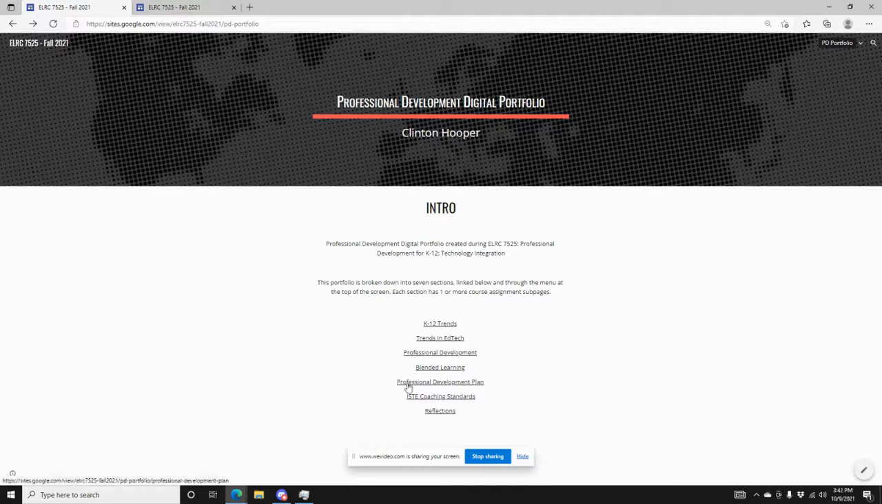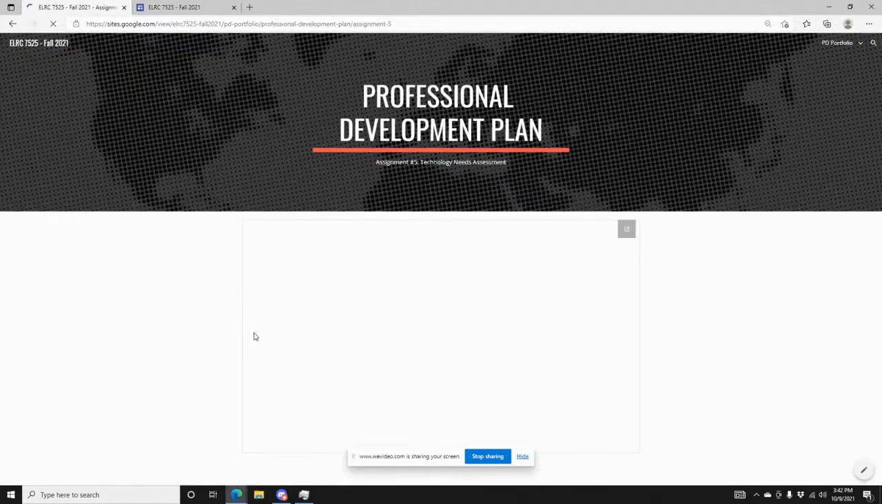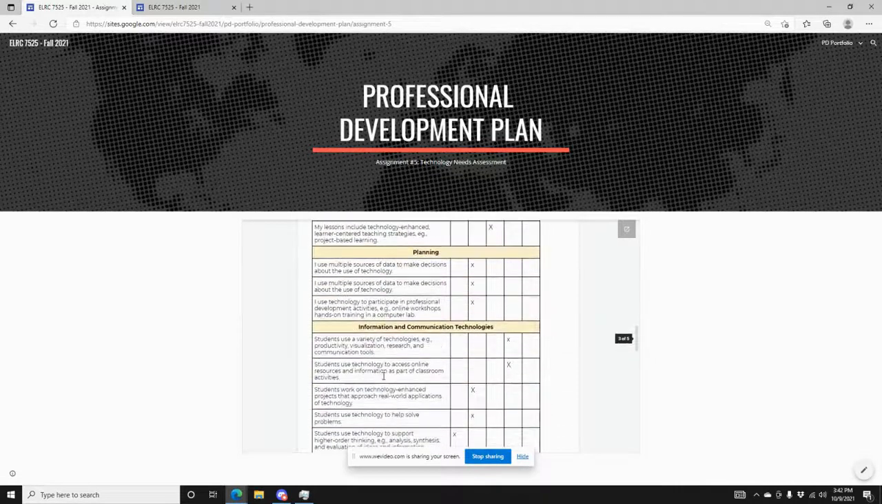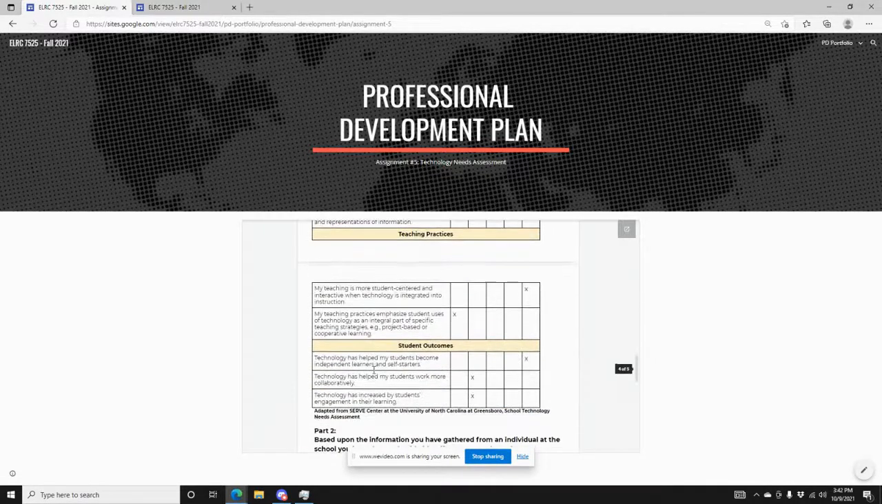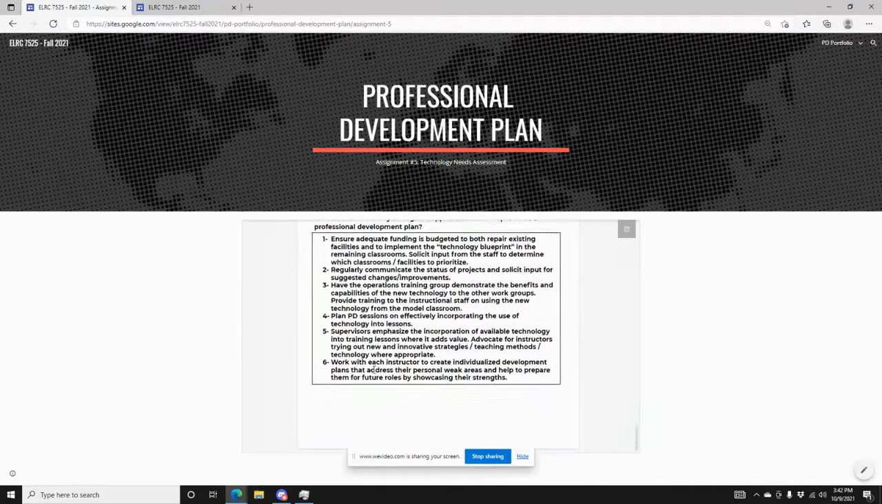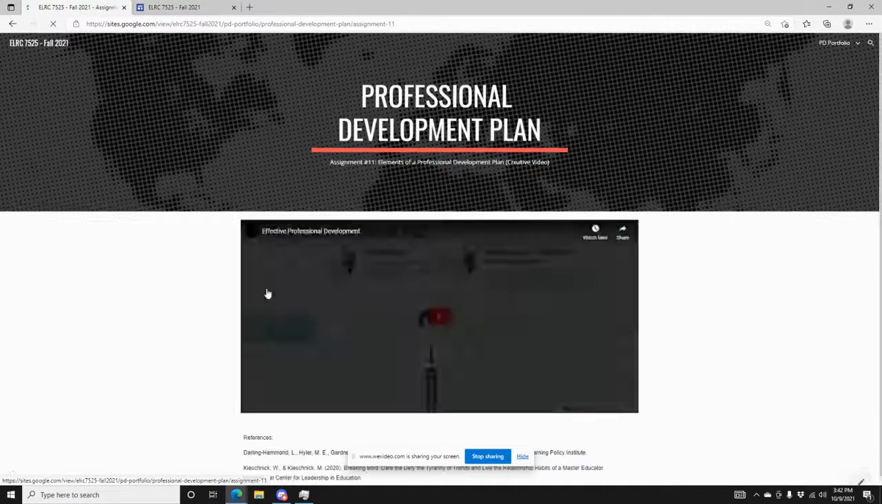Then the next section is the professional development plan. All right, so that's assignments number 5, 11, and 14. So first we did a technology needs assessment to kind of narrow down some of the things that would be beneficial and rate how we agree and disagree in different categories of how we perform as a unit in the organization. So then we have number 11 here.